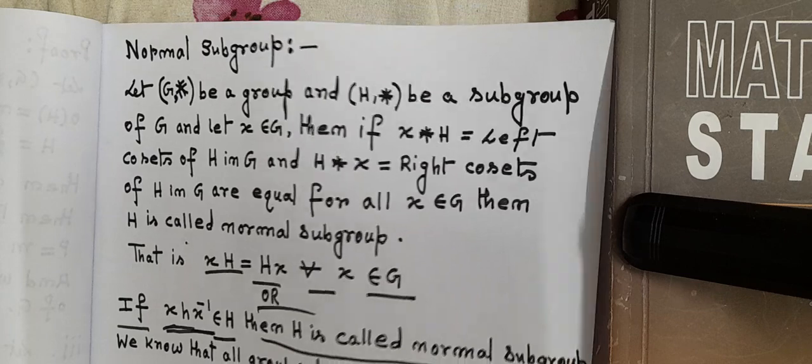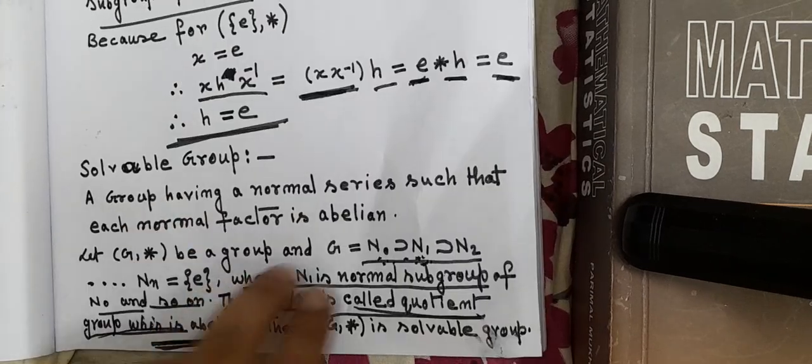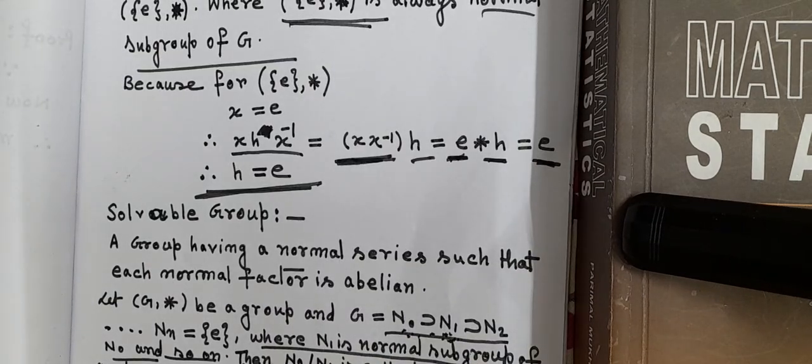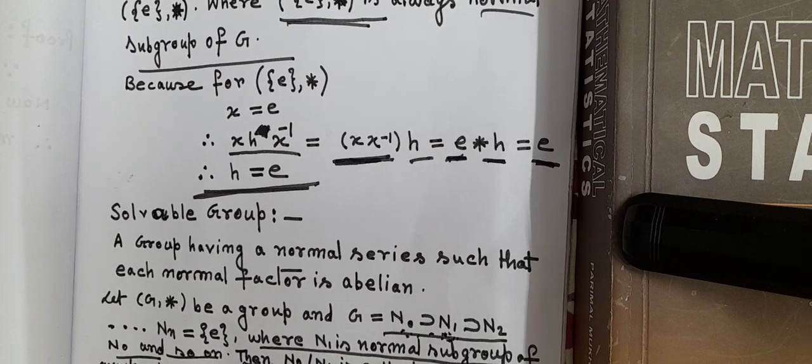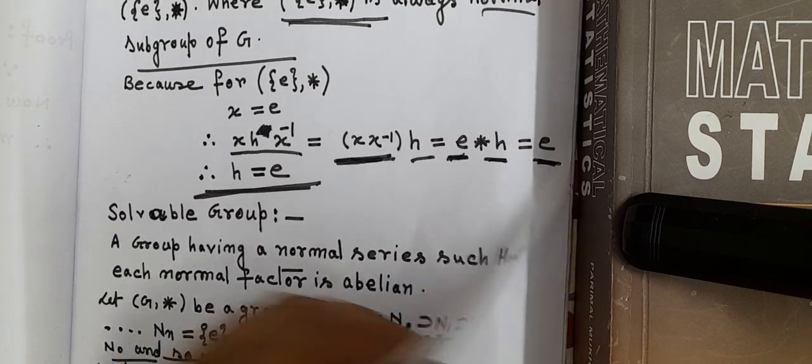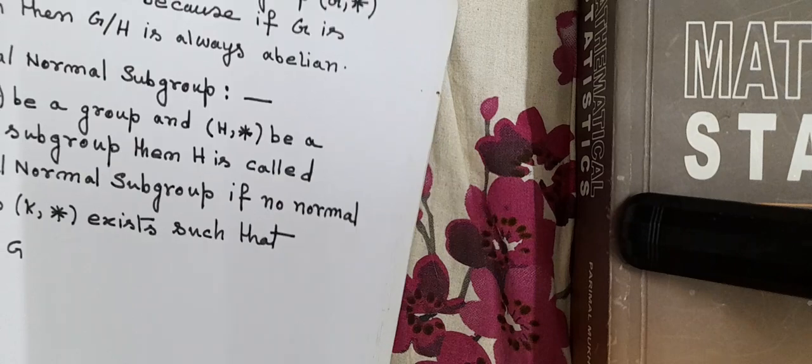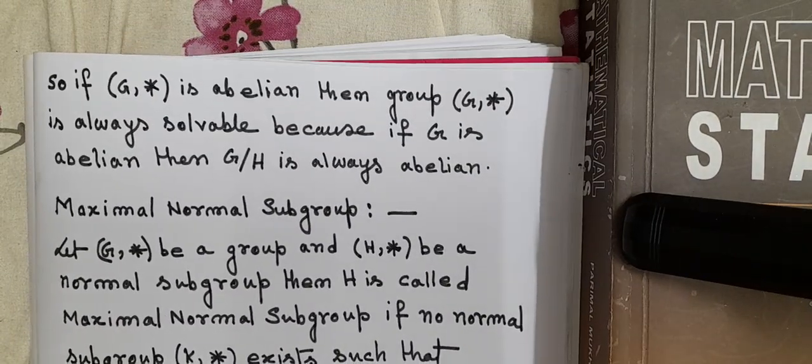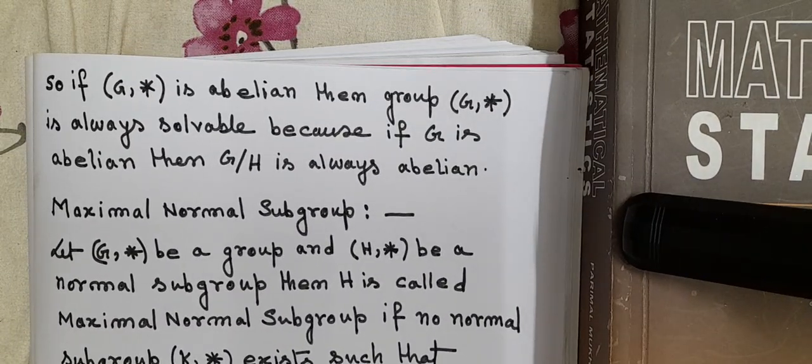Why? Because we understand that the quotient group is always abelian, and if this is a quotient group, then it is a solvable group. So if the group is abelian, then the group G is always solvable, because if G is abelian, then G by H is always abelian.